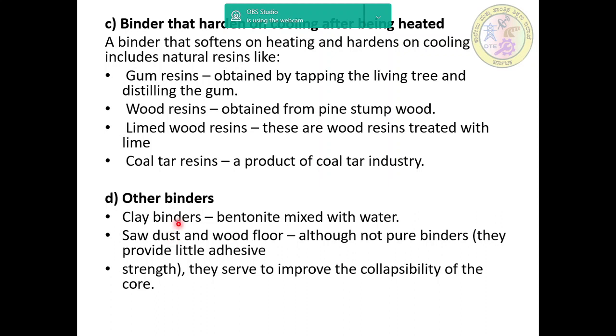And then other types of binders also we can use in this. One is clay binder, and then inorganic binder. Here bentonite mixed with water, and then sawdust and wood flour. Although not pure binders, they provide some little adhesive strength. They serve to improve the collapsibility of the core.